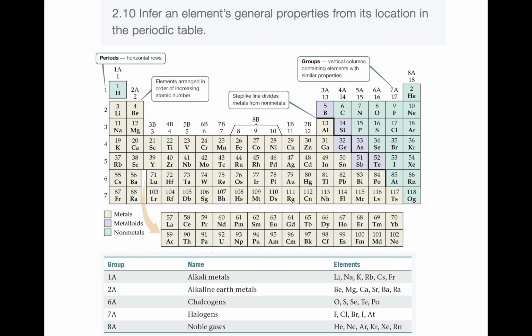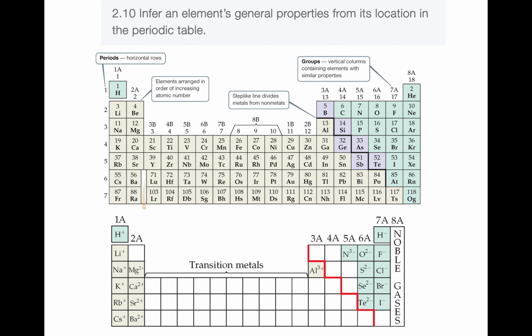So an early objective would be to really just make sense of the periodic table. Which regions do we find the metals, nonmetals, where are the metalloids present, names for the different columns from alkali metals, alkaline earth, halogens, noble gases. There's also information provided for common charges that these acquire as cations and anions.